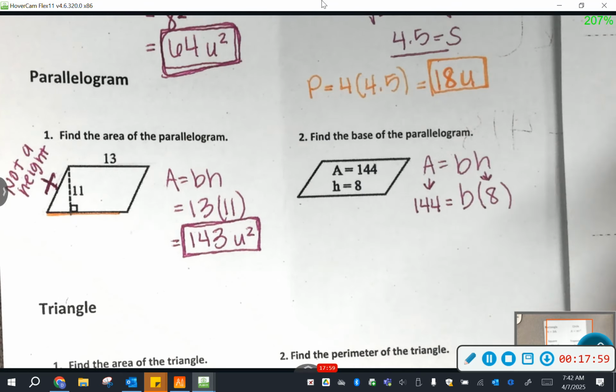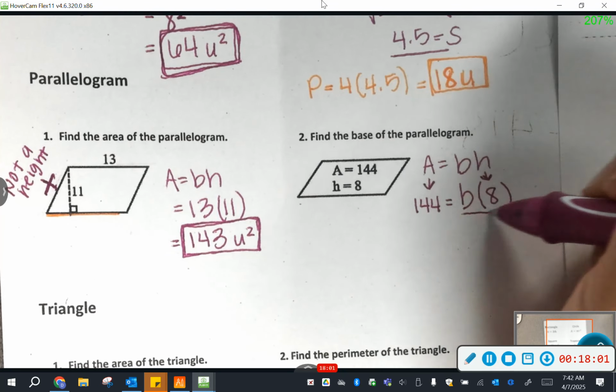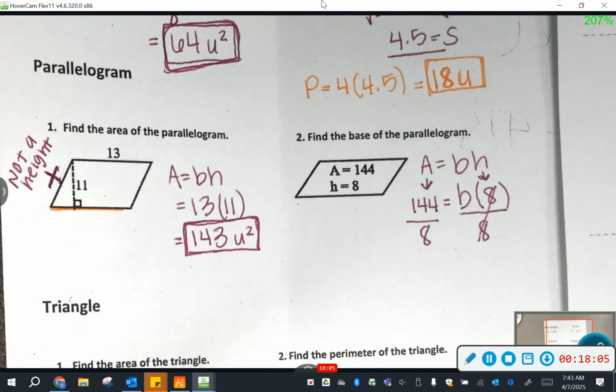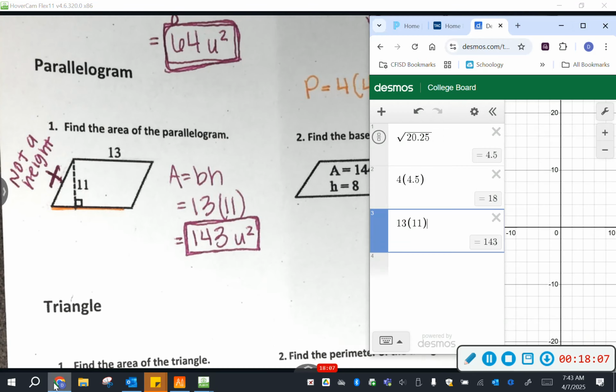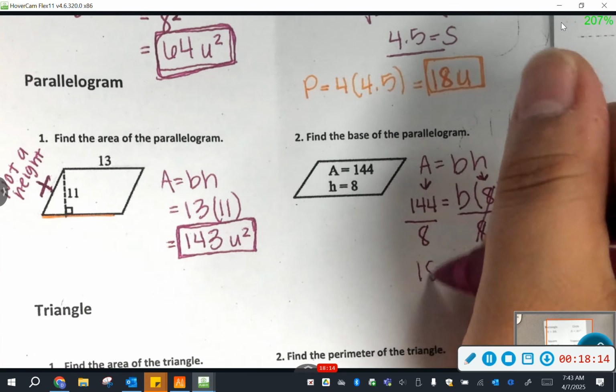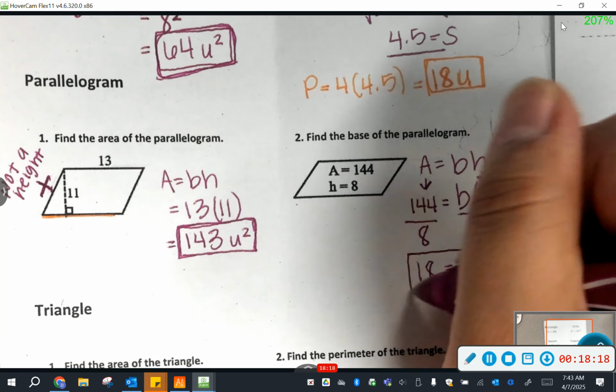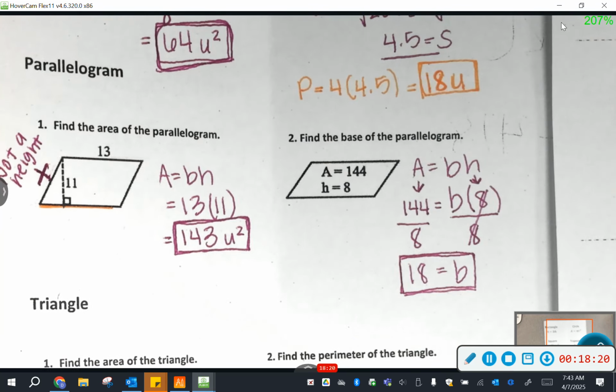I can divide what? By 8. I want to get B by itself, so I'm going to divide by 8. 144 divided by 8 is a very pretty 18. Did I answer the question? Yeah, this one's not asking for perimeter. We're done.